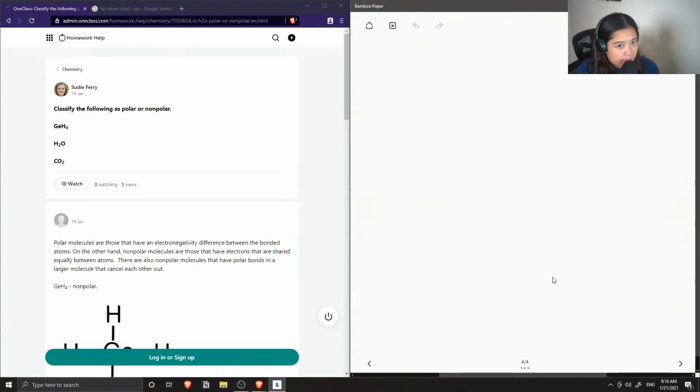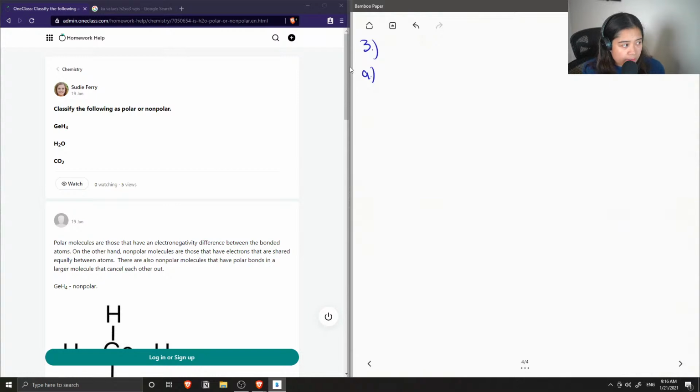Okay, so question number 3. Classify the following as polar or nonpolar. So to answer this question, we need to just draw all of the different Lewis structures of these molecules, and then from there we can try to figure out if they're polar or nonpolar.